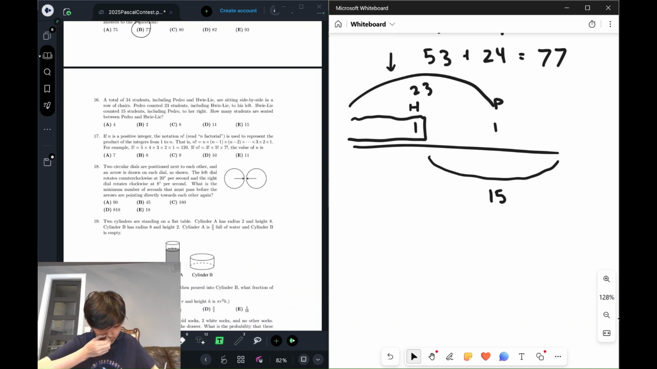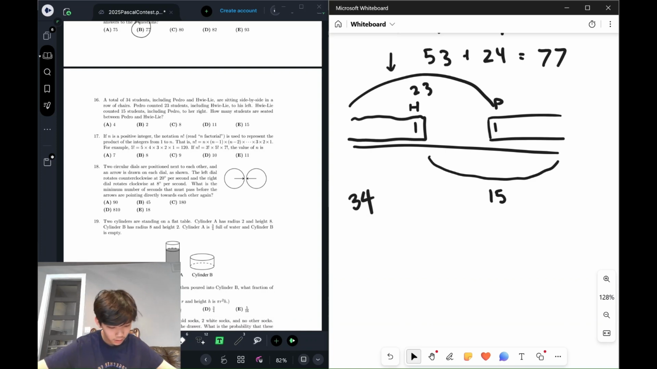They're only counted in the top count, in Pedro's count essentially, because Huili doesn't count any of the people to her left. She only counts the people to her right. Similarly, Pedro doesn't count any of the people to his right. So since we know that there's 34 people in total, 34 minus 23 is going to be 11 people in this group, and 34 minus 15 is going to be 19 people in this group.